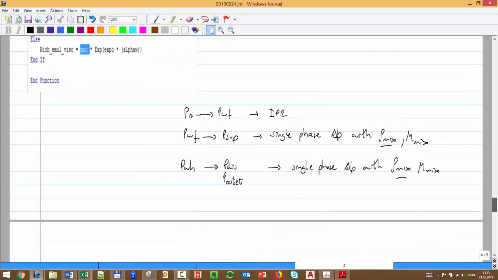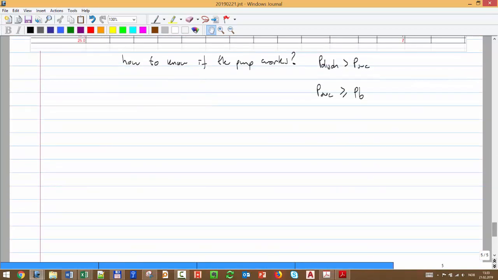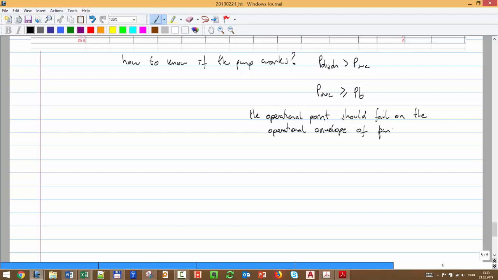Okay, the other thing that we have is the envelope. The operational point should fall on the operational envelope of the pump. Okay, you remember how it is.